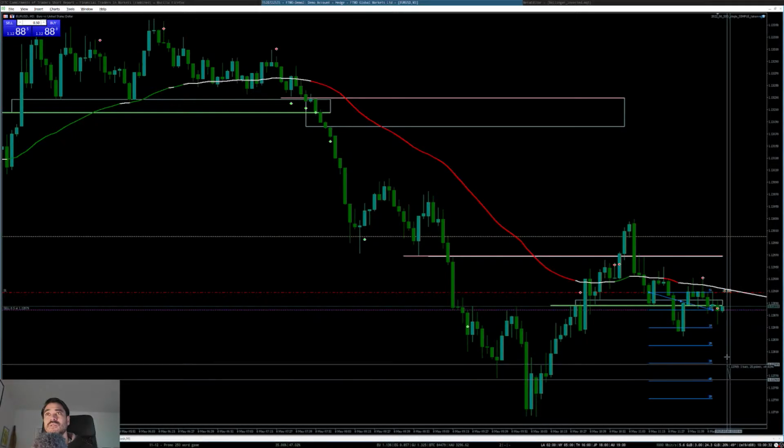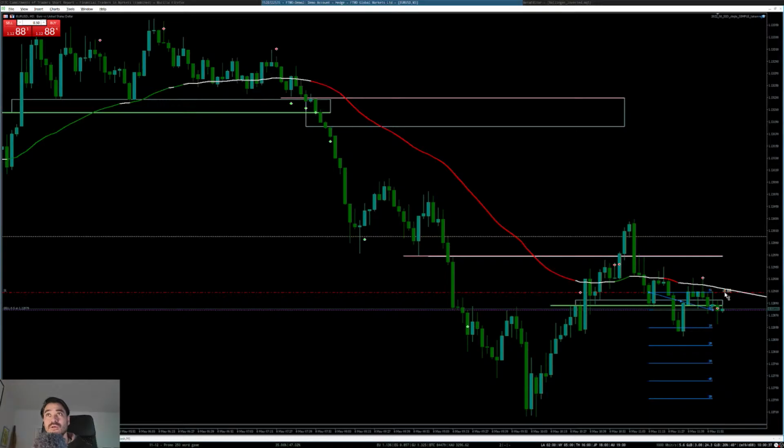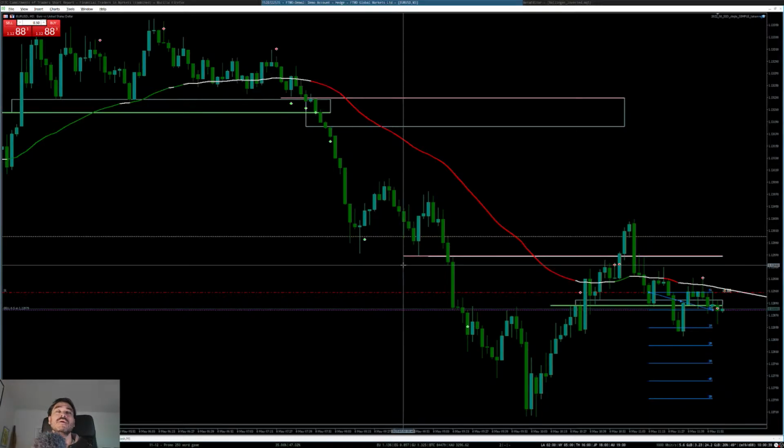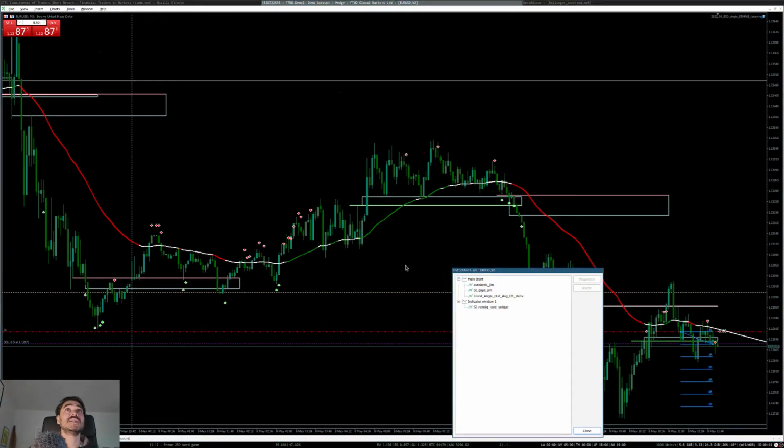If we get to 10 pips, I mean, the chance of it getting there is quite low with a stop this short, but it's just an exercise. This is a complete demo account as well.